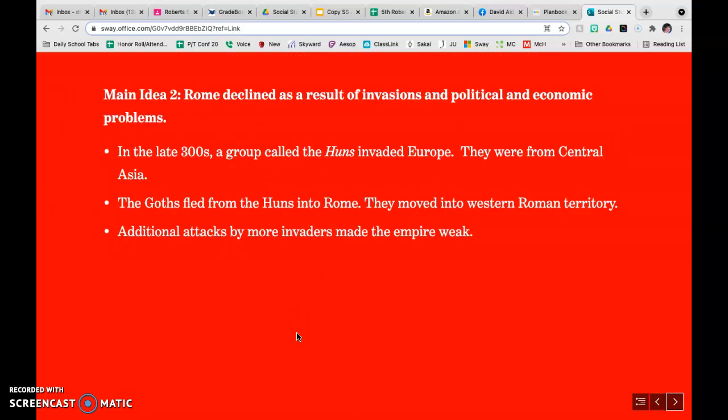Well, in the late 300s, and this would have been AD, or CE, a group called the Huns invaded Europe. They were from Central Asia. And then the Goths fled from the Huns into Rome. They moved into Western Roman territory. And then additional attacks by more invaders made the empire weak. So you've got the Huns that are chasing the Goths, pushed them into Roman territory, and the Huns are still coming.